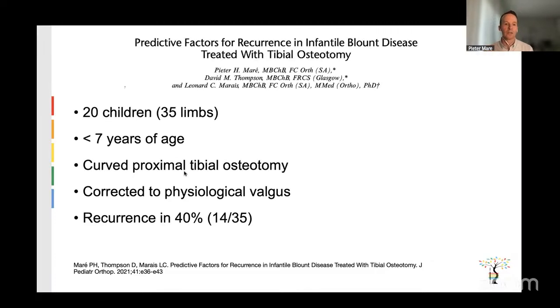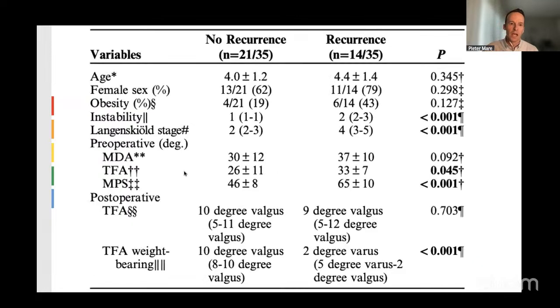So we looked at 35 limbs in 20 children, all under 7, treated with a curved proximal tibial osteotomy corrected to physiological valgus, and we found a recurrence rate of 40%, which seems to be comparable to the recurrence rate in the literature of a similar patient group.